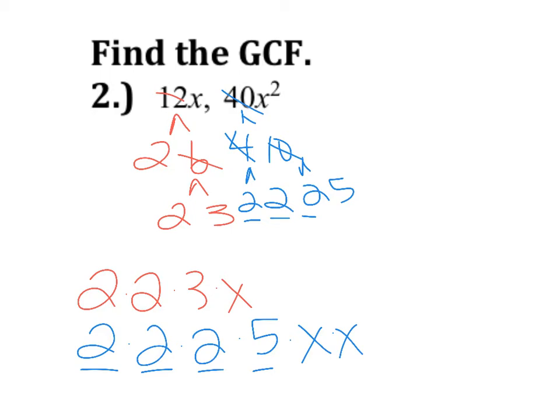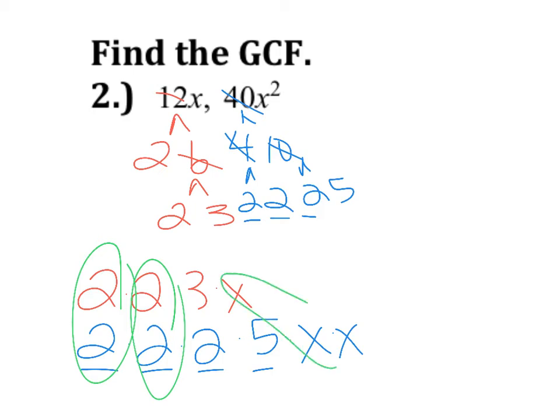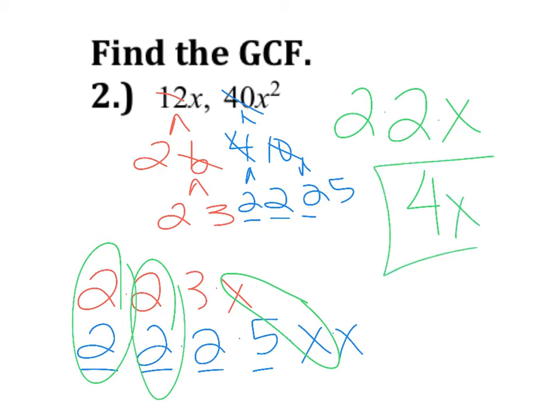So now we want to see what they have in common. They have a 2 in common, another 2 in common, and they have an X in common. So the numbers and letters don't have to be lined up for them to be in common. So they have a 2, 2, and an X. Well, 2 times 2 is 4, 4 times X is 4X. So the GCF of 12X and 40X squared is going to be 4X. So the largest number that they both can be divided by is 4, and they both have at least one X in common.